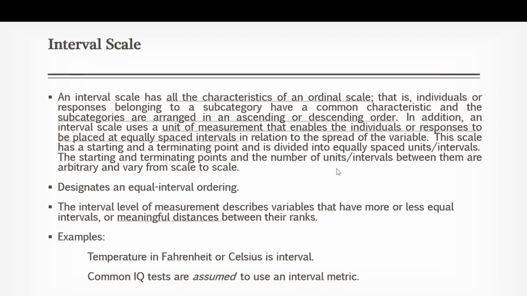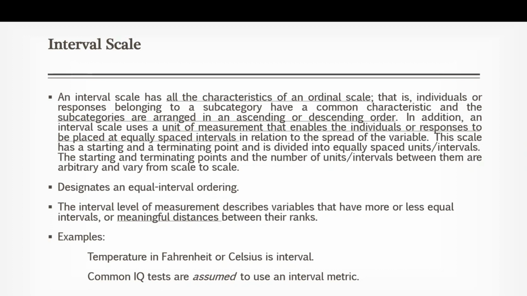You can rank it. That is, individuals or responses belonging to a subcategory have a common characteristic, that is nominal scale, and the subcategories are arranged in ascending or descending order. So you can arrange temperature in ascending or descending order: higher temperature and lower temperature, positive temperature and negative temperature. In addition, what extra does interval scale have? An interval scale uses a unit of measurement that enables the individuals or responses to be placed at equally spaced intervals. So that is a characteristic. Why is it called an equal interval scale? Because all the responses, all the findings, are placed at equal intervals.